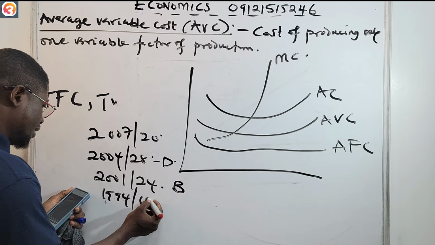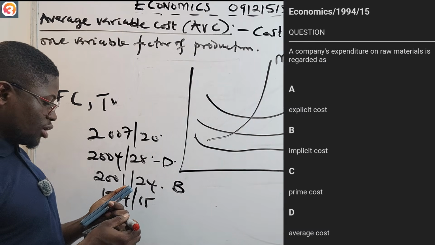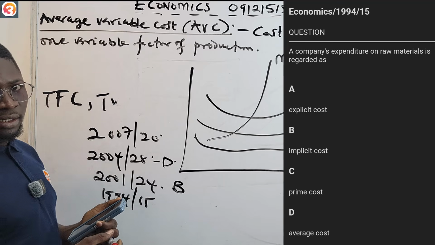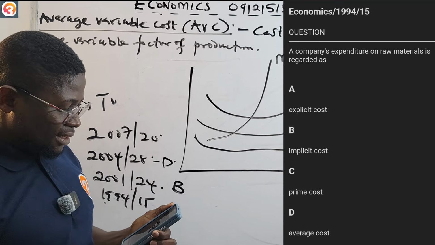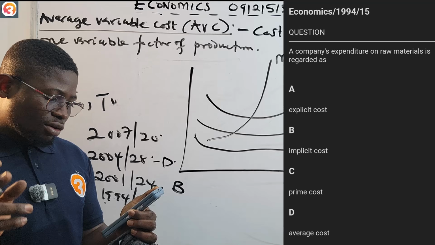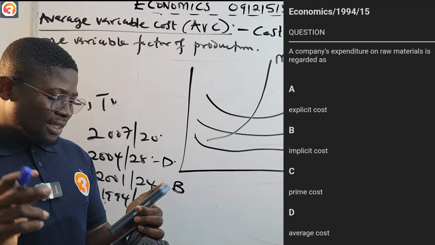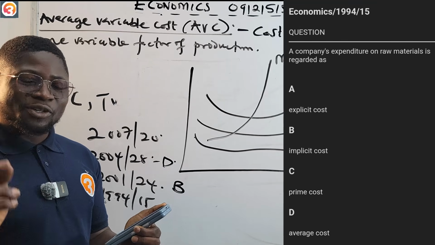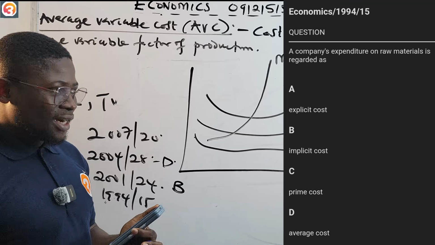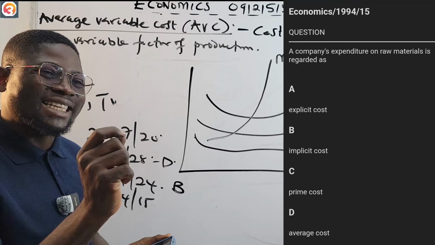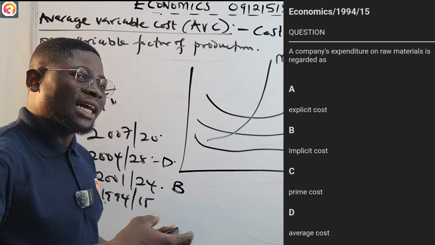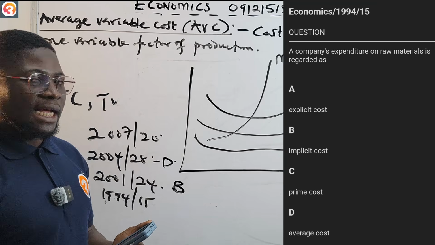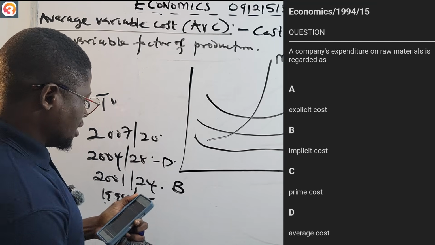1994 number 15 says a company's expenditure on raw materials is regarded as what? A, explicit cost; B, implicit cost; C, prime cost; D, average cost. Is that implicit or explicit? The correct answer will be explicit, because that's the accountant's view of cost. You actually pay money for it. So explicit cost, option A.